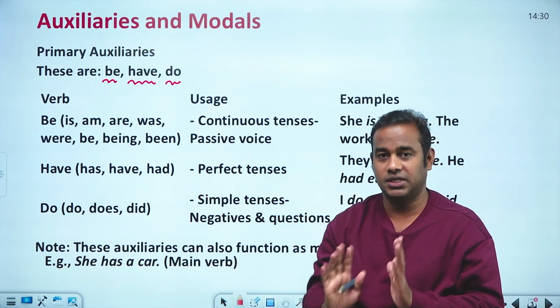Okay. Now, what is meant by the have verb? The have verb here has derivatives, that is has, have, and had. So where do we use have, where do we use has, and where do we use had? That we will be discussing when we discuss the tenses.